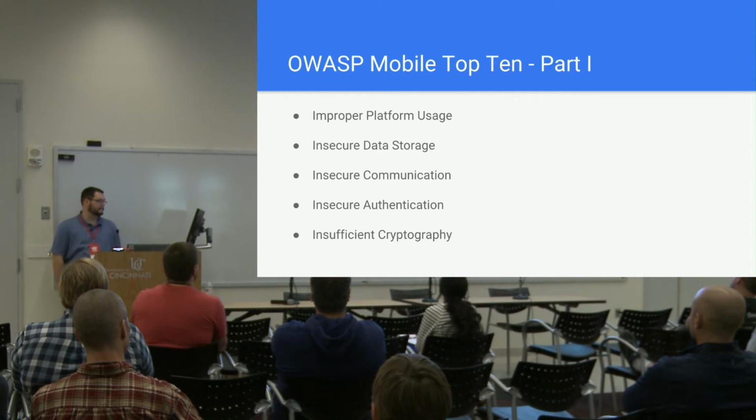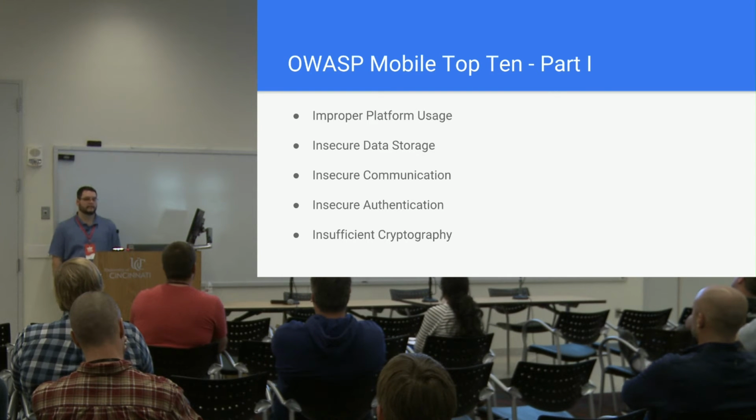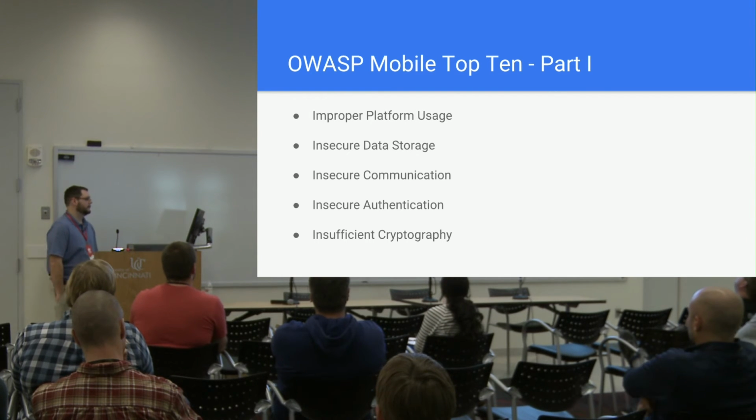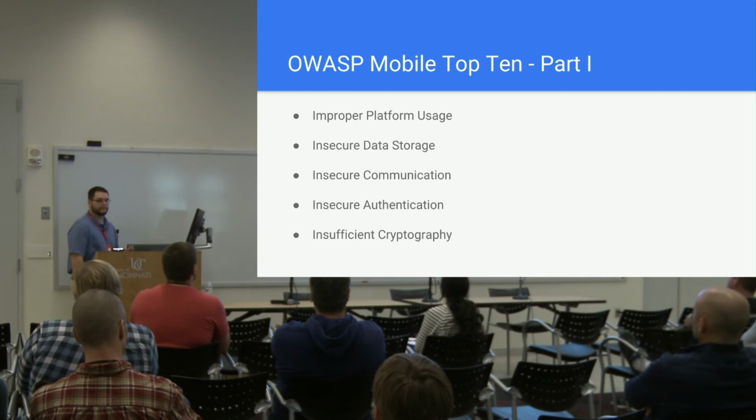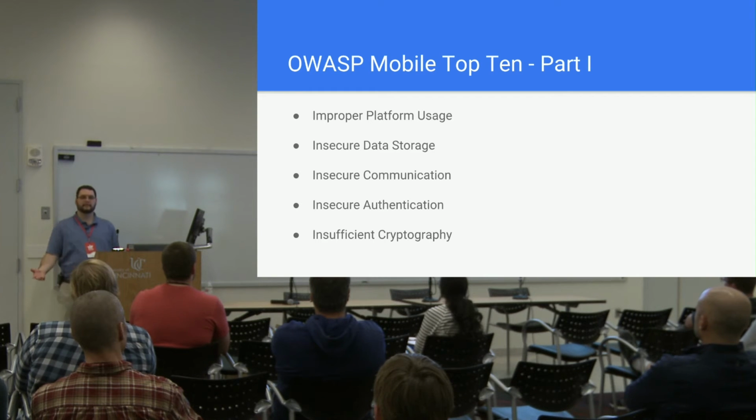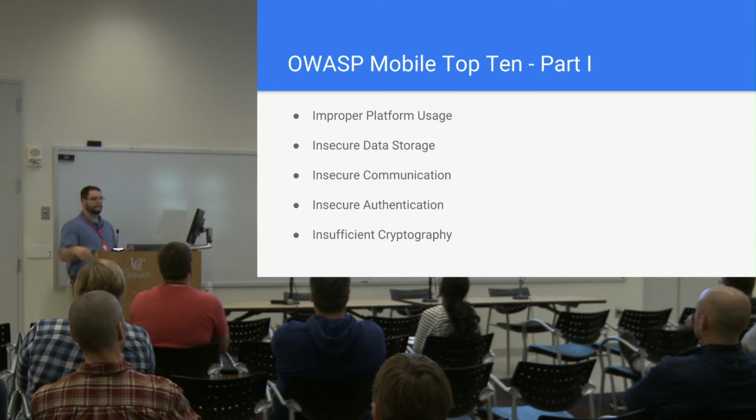So in 2016, they posted the top 10 vulnerabilities that they see from a consensus of security experts and companies from across the globe. So these were the 10 areas where mobile apps suffered the most. Improper platform usage, again, that one's fixed by understanding Android's security model. Insecure data storage, we covered that. Insecure communication, we covered that.